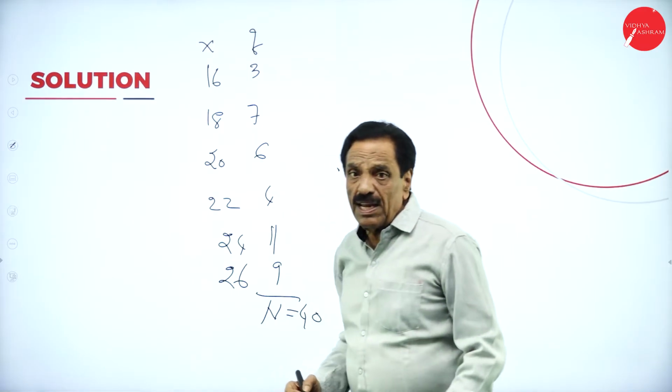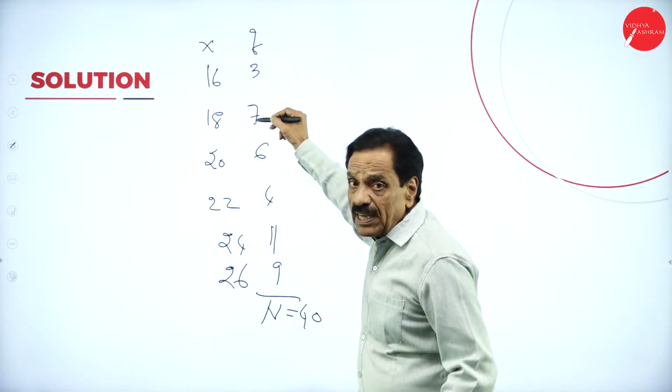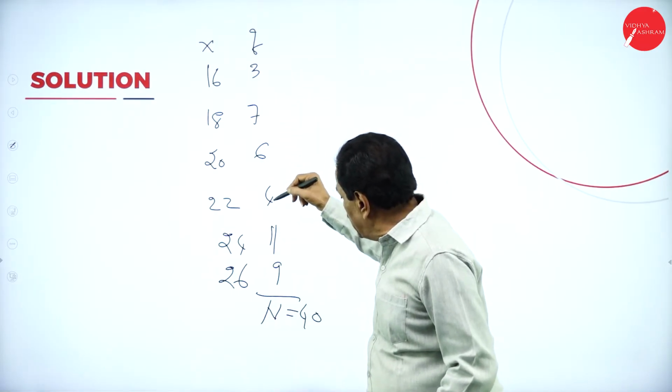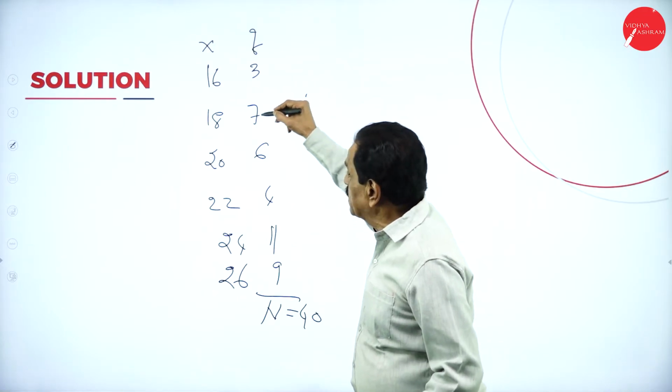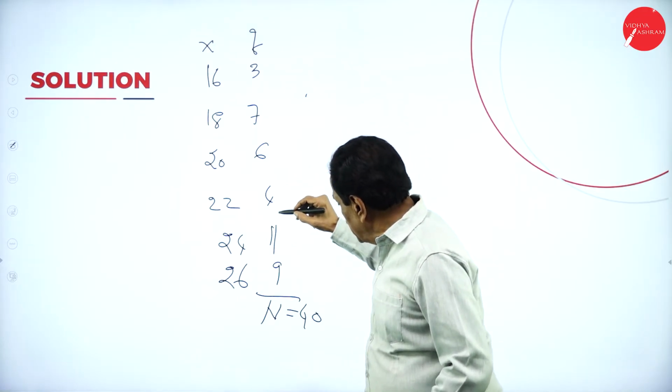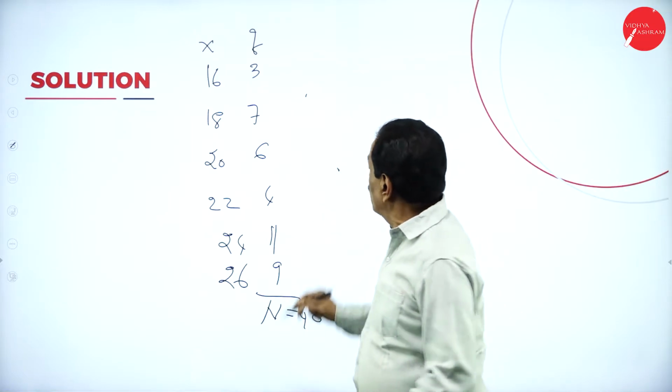I add them manually. 3 plus 7, 10. 10 plus 6, 16, 20, 31. Now, 3 plus 7, 10, 16, 20, 31, plus 9 is 40. What is the next step?